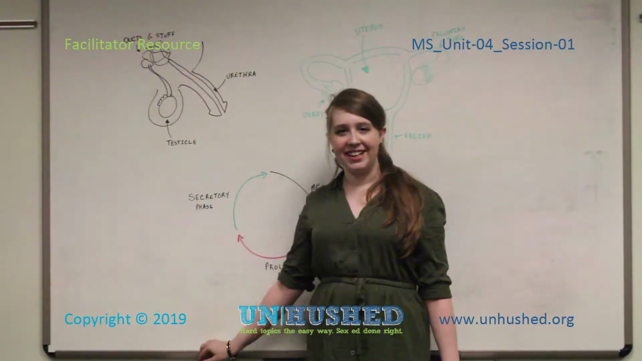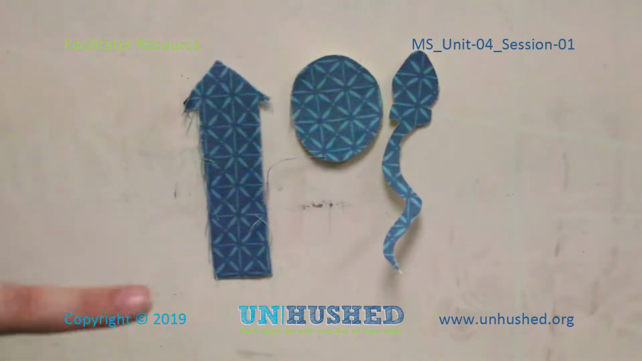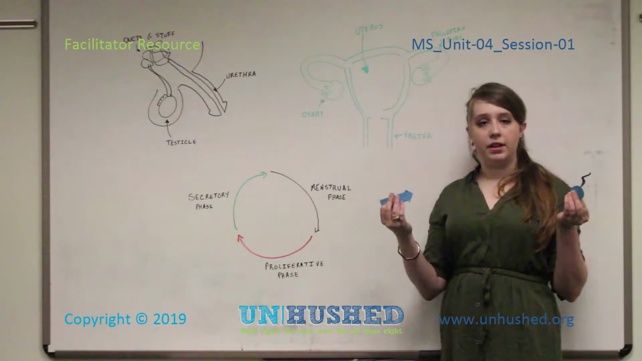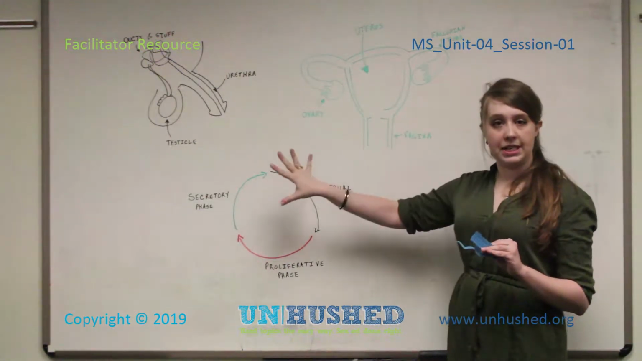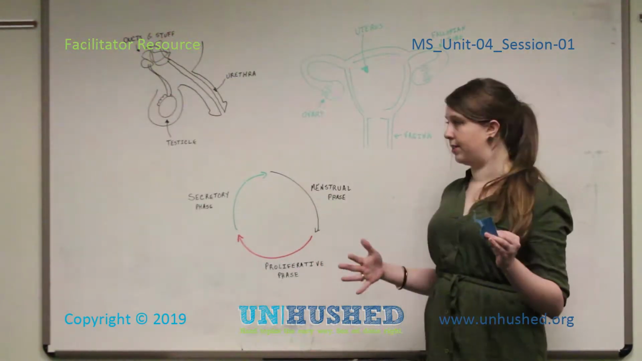So the materials you'll need are sperm, an egg, and an arrow. These can be made out of any material. On the back, you should have some way of putting it on whatever surface you'll be teaching on. So that could be a magnet, tape, sticky tack, whatever you desire.